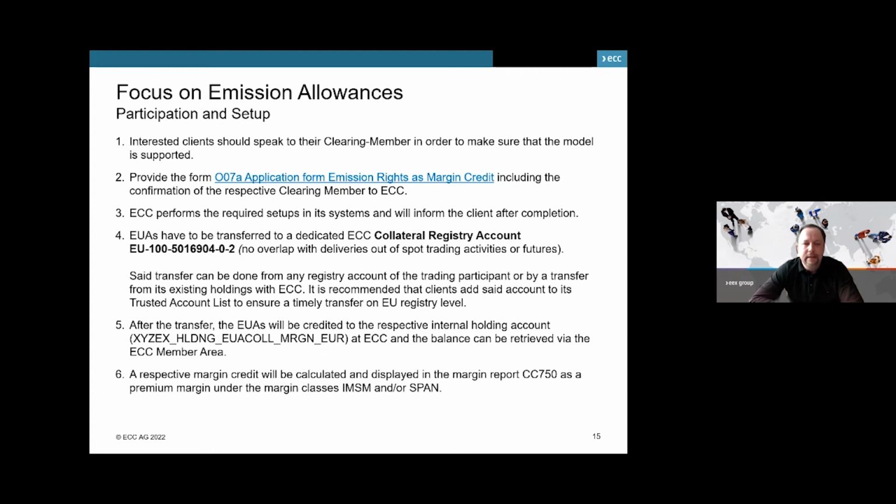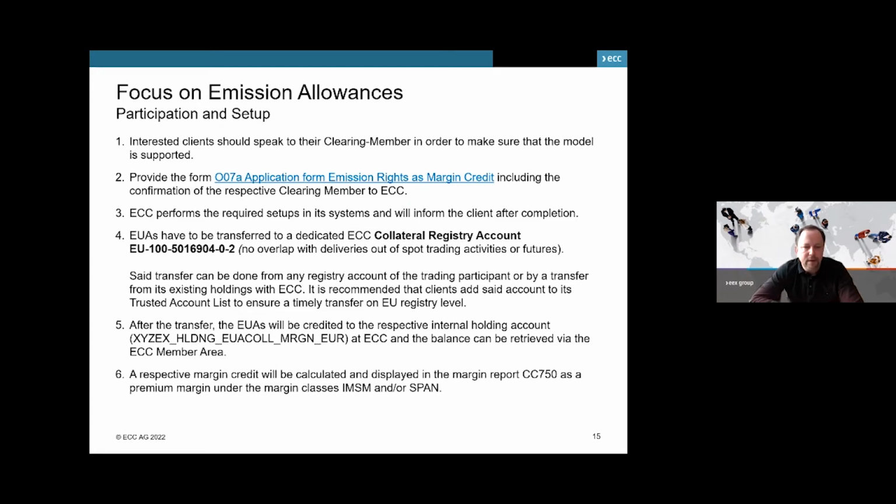As I said earlier, the client should speak with the clear member and check if they support the model. If they do so, then they should fill in an application form, and in this application form they have to select which kind of margin credit they want, spot market only, spot and derivatives, etc. And this has to be approved by the respective clear member. Once we have received the signed form, then we will do our setup in our systems, and we will inform the client once the setup has been completed.